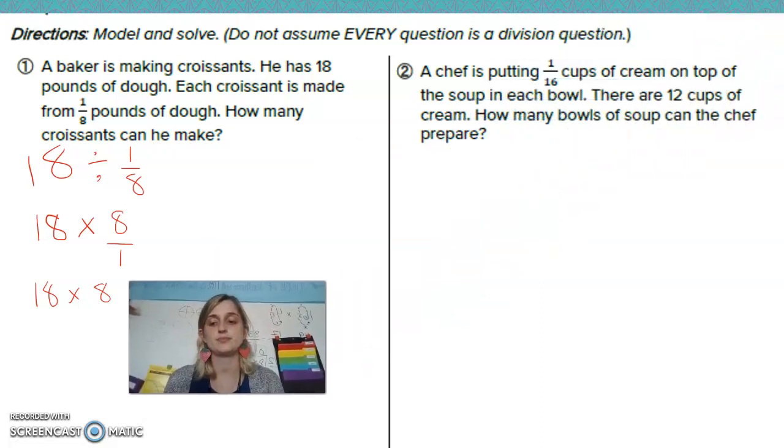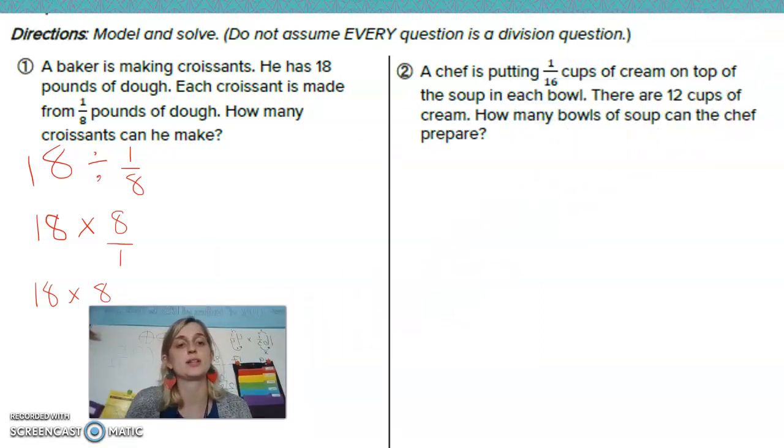Next problem. A chef is putting 1/16 cups of cream on top of the soup in each bowl. There are 12 cups of cream. How many bowls can the chef prepare? So this is another one we probably don't want to model because it would be a lot of pictures, but you start with the number that you have. You have 12 cups of cream.